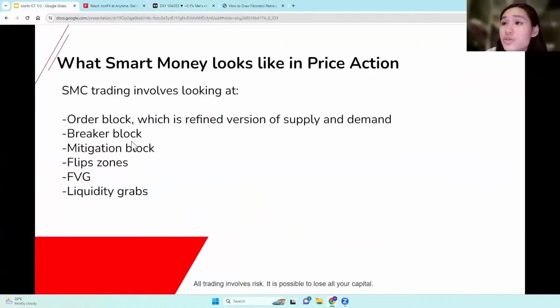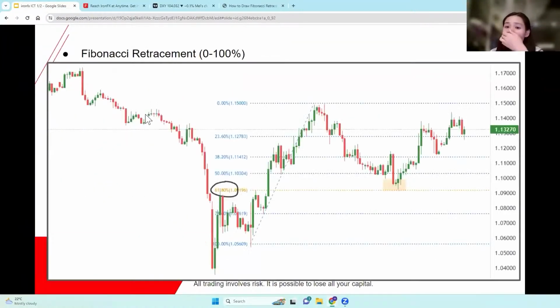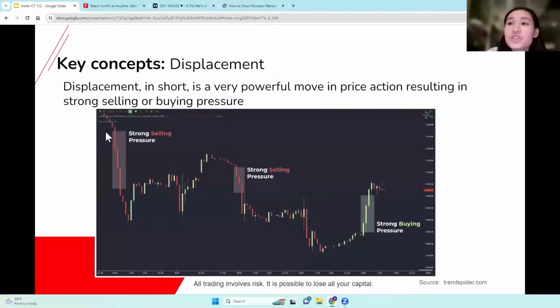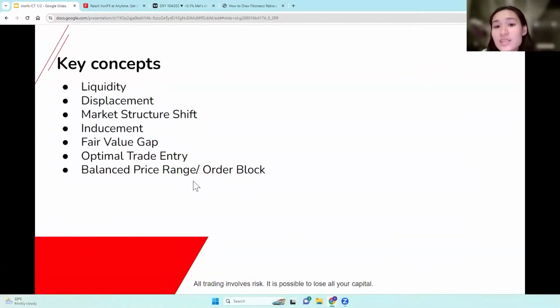So you can actually use these key concepts more as a checklist when you're using the ICT trading strategy. Firstly, you look for the liquidity, followed by the displacement, then any market structure shifts, inducements, and fair value gaps, and then use your Fibonacci levels to find your optimal trade entry, followed by the balanced price range, which is basically looking for a double fair value gap over here.